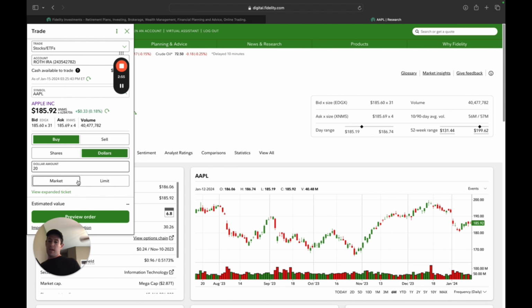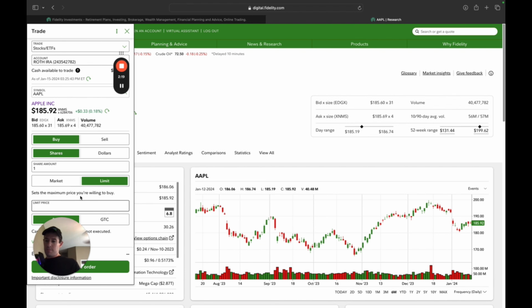Then once we get to market and limit order, market is basically an order that you put in, and it will fill at usually around the ask price. So the ask price is here, the bid price is here. This is where people are willing to sell it at, and this is where people are willing to buy it at. Basically, I like to do limit orders. So instead of a dollar amount, I'm just going to do one share and then limit. This sets the maximum price you're willing to buy at. If it gets filled at this order, that's good, but of course you want to pay less for it.